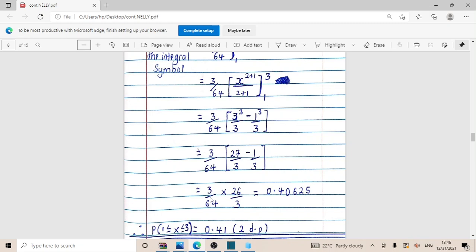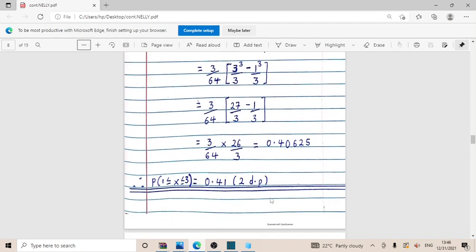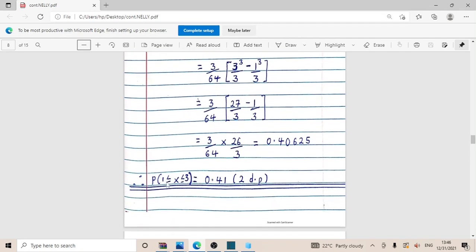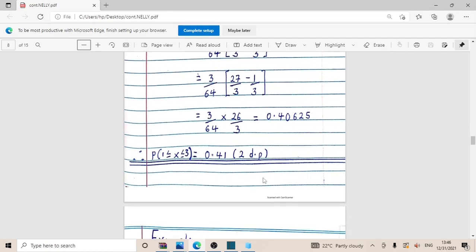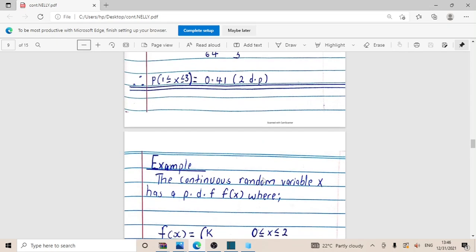So it's going to be 3 out of 64 times 26 out of 3, which is going to give me 0.40625. So with that, I will say the probability of 1 less than or equal to x less than or equal to 3 is going to be 0.4 if I take 2 decimal places. So with that, I'll be done with that.